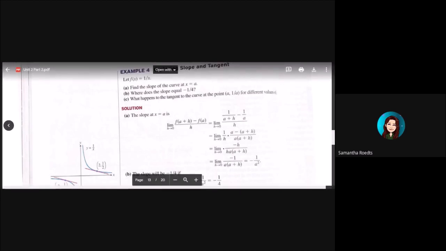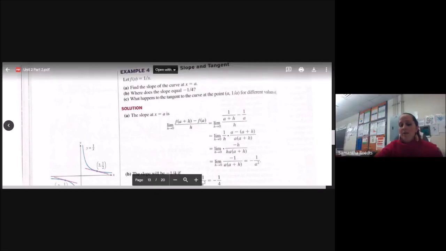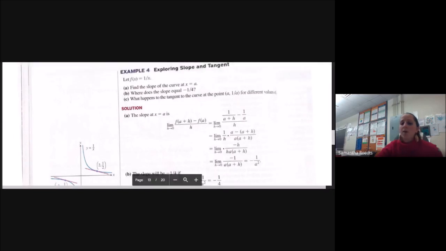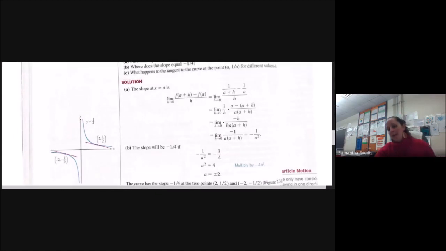Of course, I can eliminate an h, which is great. Always positive to be able to do that. I substitute for h, and when I solve this, I have the limit of negative 1 over a squared. So as h approaches 0, I get negative 1 over a squared. So that's my slope. I want to know when the slope will be negative 1/4.